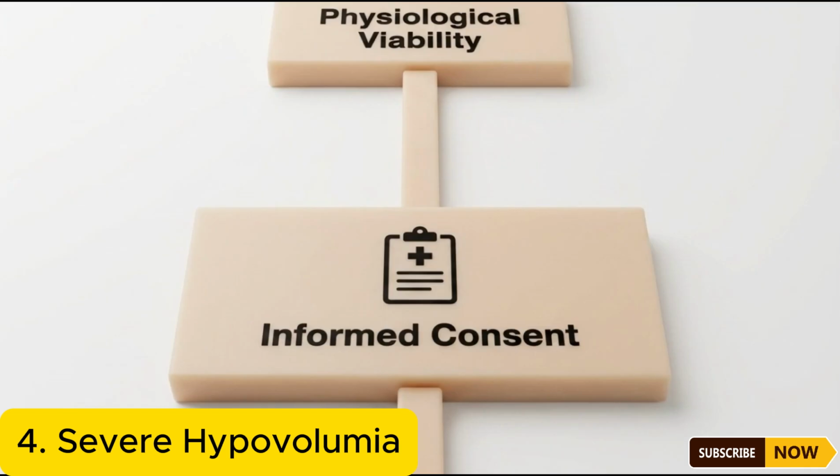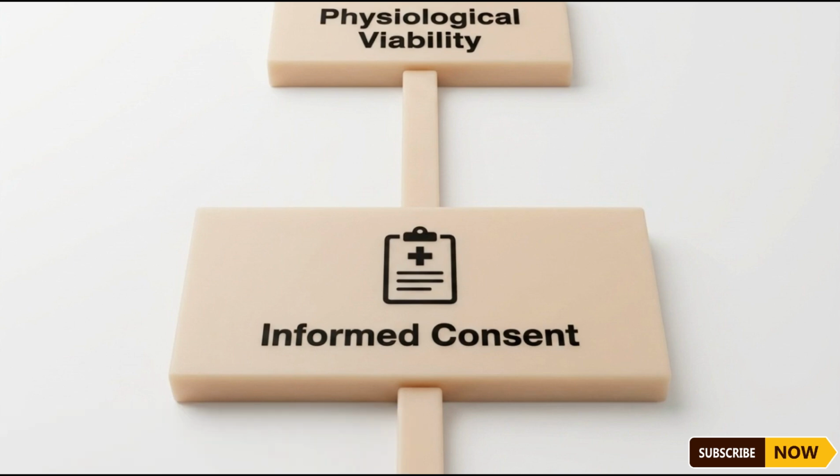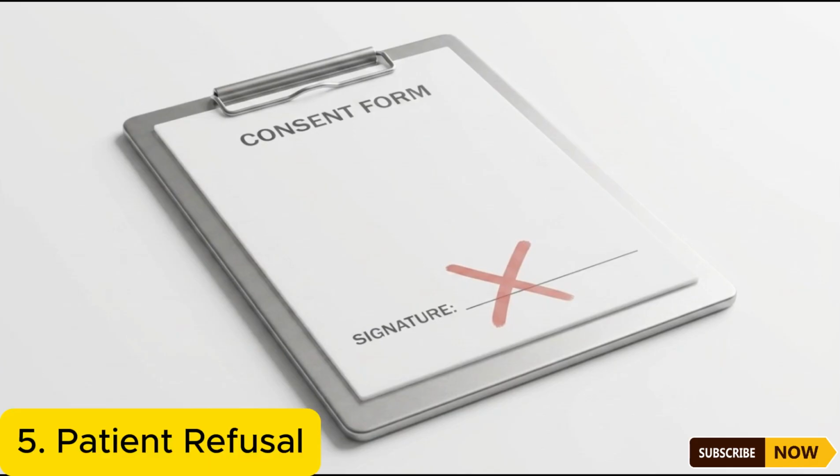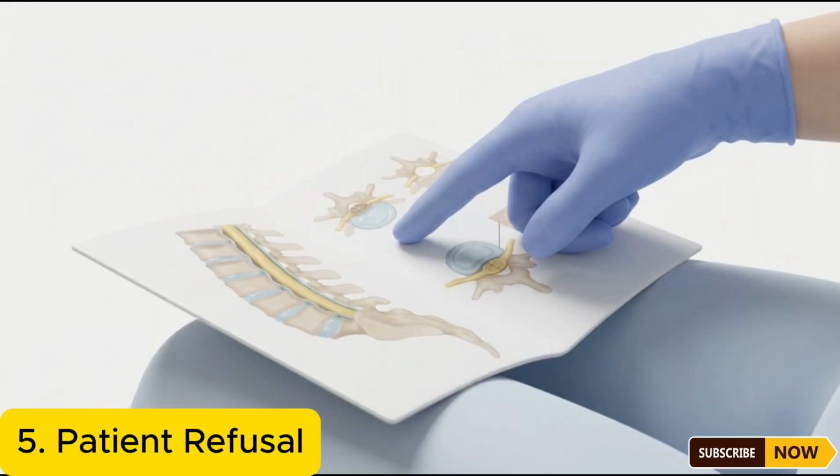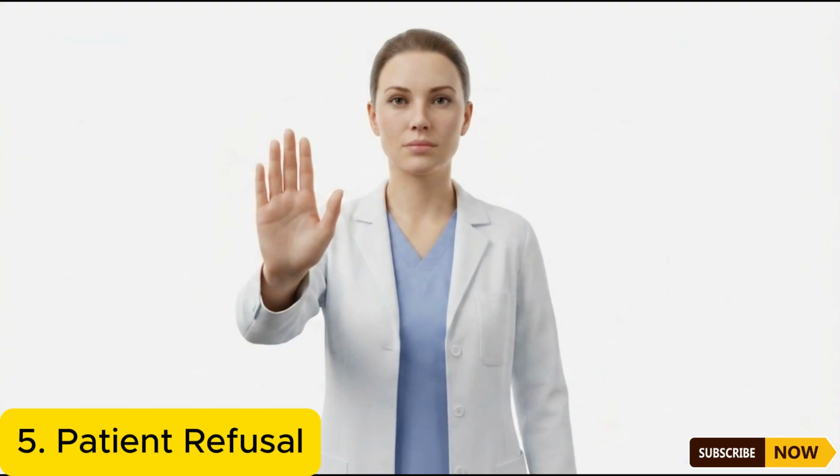Looking at this clinical decision flowchart, we transition away from the physical sciences to the clinical and ethical realities of patient care. The fifth and final absolute contraindication is patient refusal. A patient explicitly rejecting the block creates a complete, unnegotiable hard stop for the procedure. It is the physician's mandate to educate the patient, clarify specific risks, and present alternative options, but any form of coercion is entirely unacceptable.